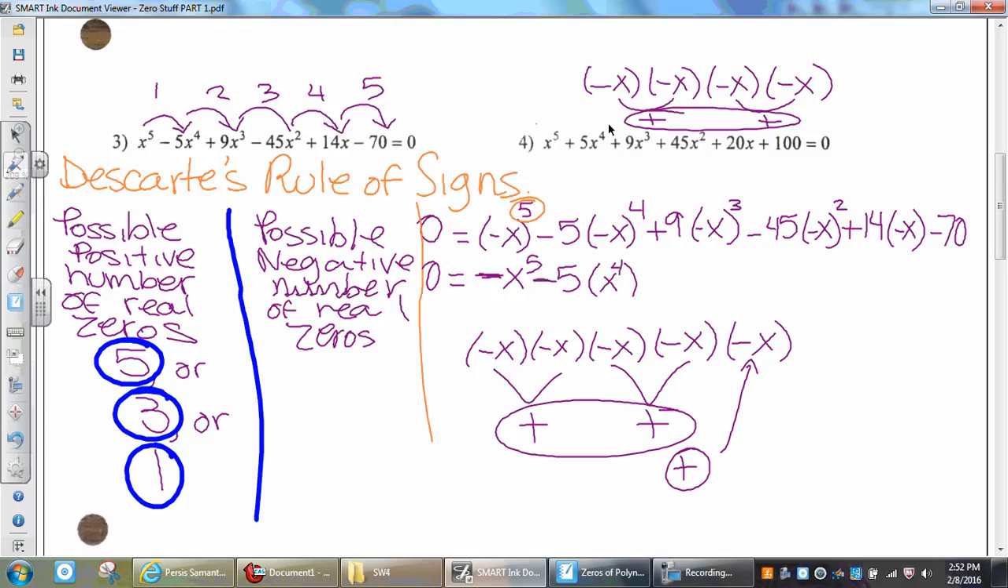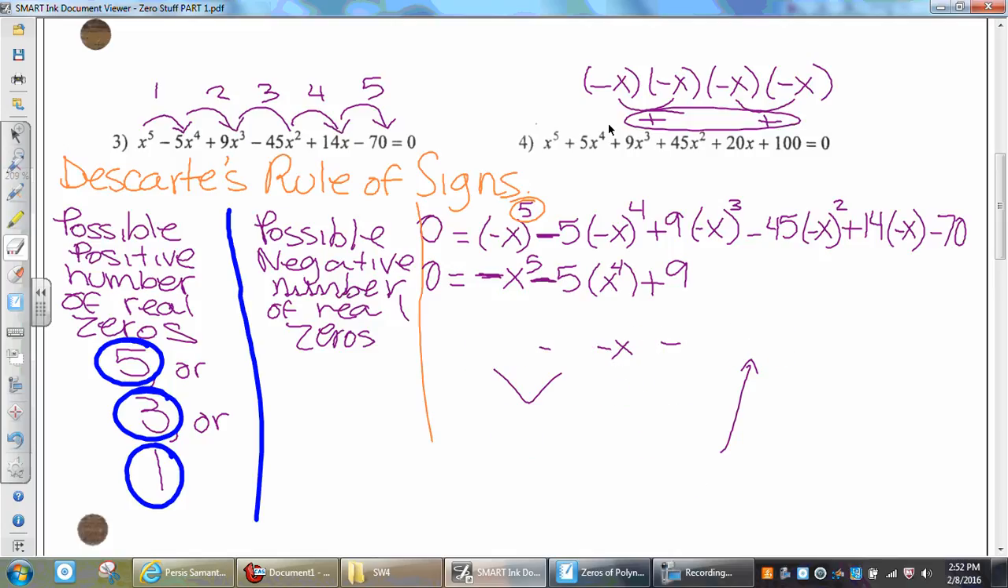However, I still have this negative that was part of here. Okay, now the next one, since we have a 3 for the exponent, and we're raising negative x to the 3rd power, will that be positive or negative? Negative. So that will be negative x cubed.